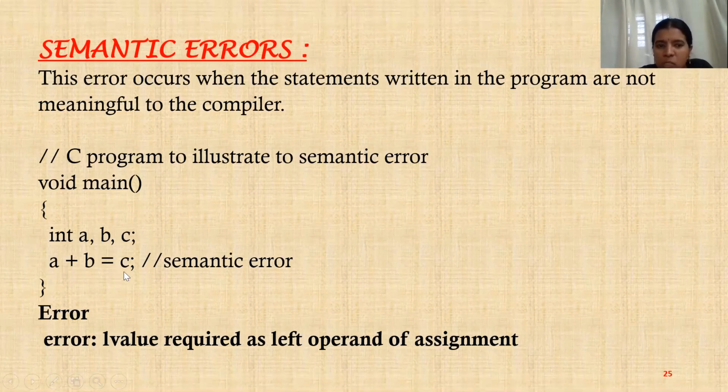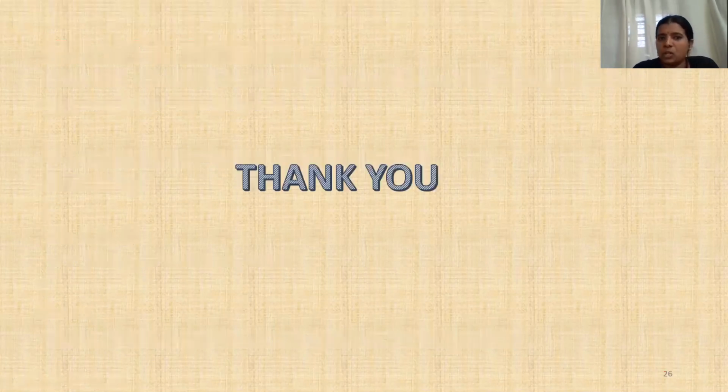A plus B is equal to C does not serve the semantics of the programming language called C. Therefore, we have an error, and this is called a semantic error.